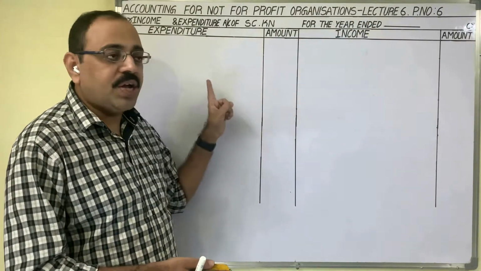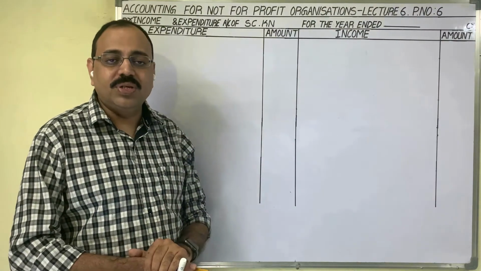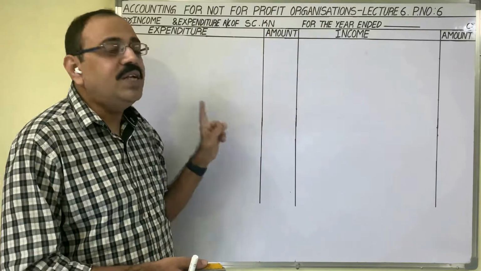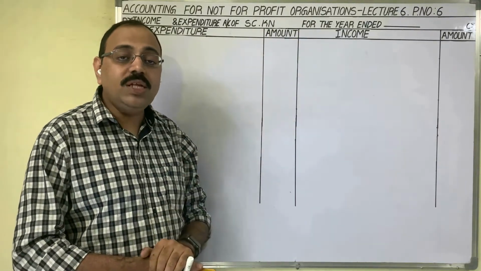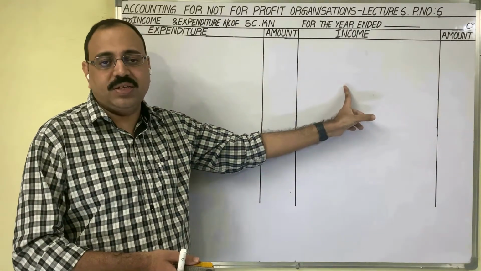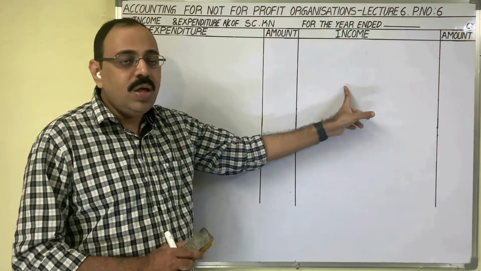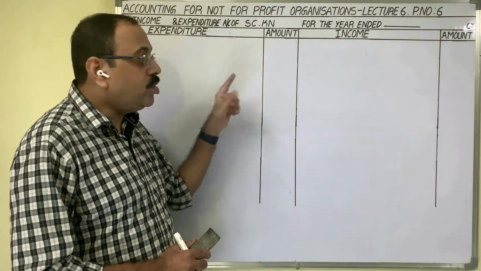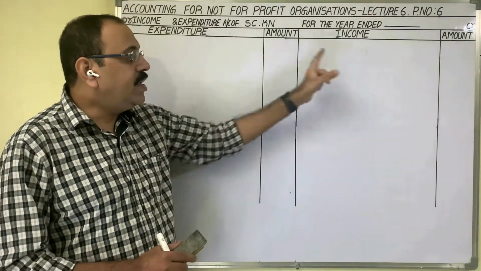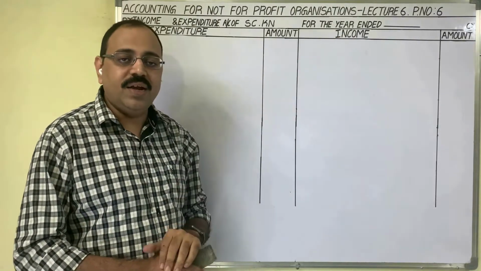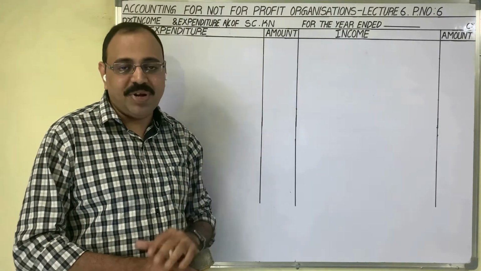Income and expenditure account is a nominal account. So we should follow the nominal account rule while preparing this account. The nominal account rule is: debit all expenses and losses, credit all incomes and gains. So as per that rule, expenses and losses of this firm we show on the debit side, and incomes and gains of this firm we show on the credit side. Let us see the receipts and payments account.